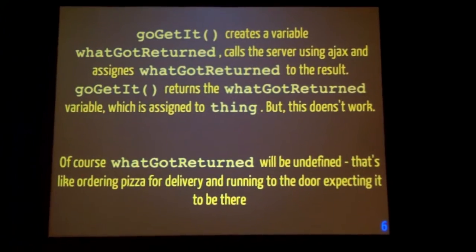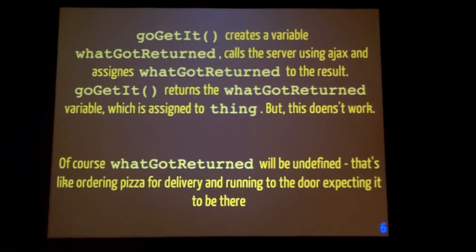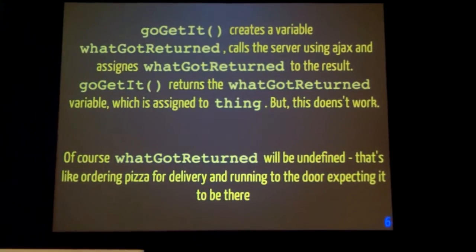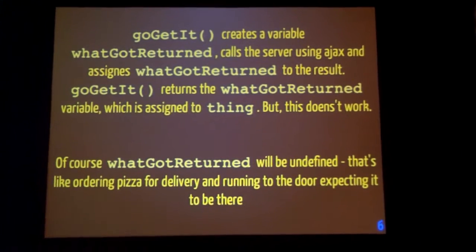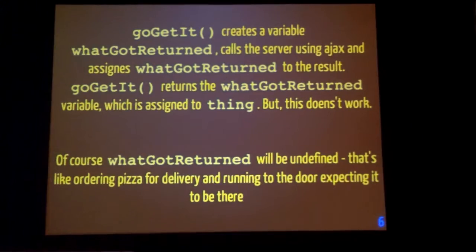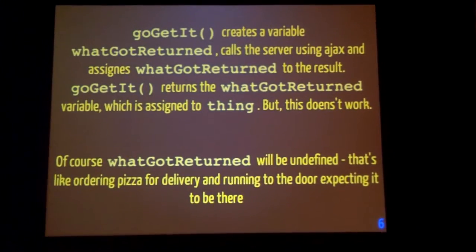That makes sense when you think about it. It's creating this variable, it's doing this asynchronous action, and the function returns that variable before the AJAX call even thinks about doing anything. It hasn't even tried to initiate a connection yet. So it's like ordering pizza and then just running to the door right away and expecting the pizza to be there. You have to at least give them 30 seconds to make it. So there's this asynchronous problem.